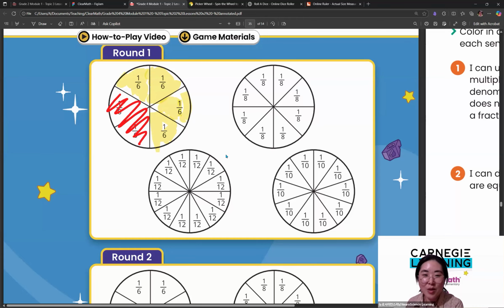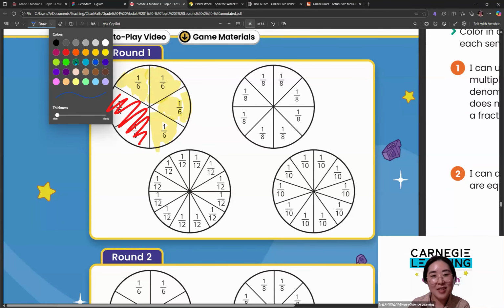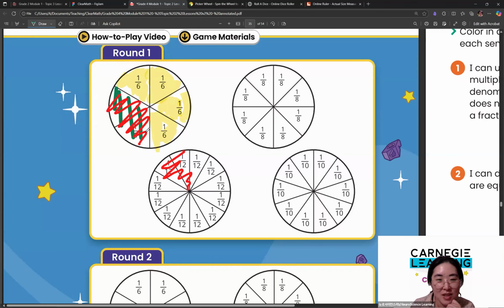That's right. And you have to choose another wheel. Oh, but this is 1/8 though. 2/8 is actually a quarter. So you have to choose a different wheel. This one? That's right. Is that 1/6? Yes, it is. 2 times is 1/6. So I will shade this.